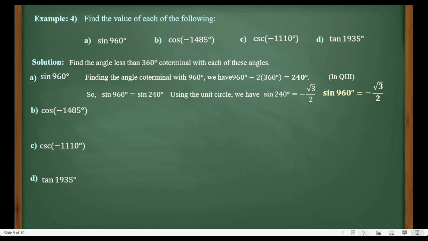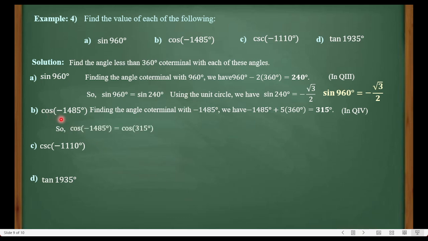Cosine of negative 1,485. Finding the angle coterminal with this given angular measure, which is less than 360, will give you 315 degrees. Therefore, the given angular measure must be added by 360 degrees 5 times, and the result is 315. This is the coterminal of this negative angular measure. So, yes, it's in quadrant 4. So, cosine of this given angular measure is equal to cosine of 315 degrees.